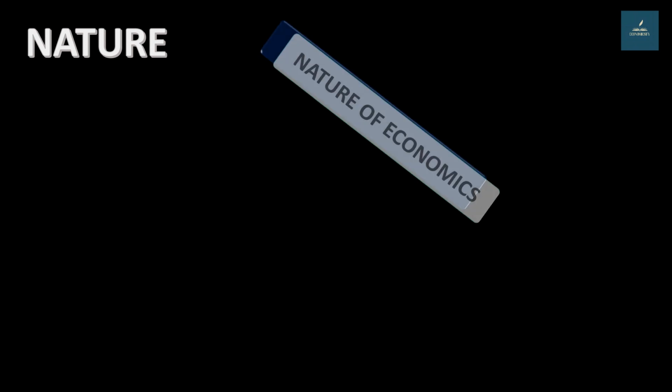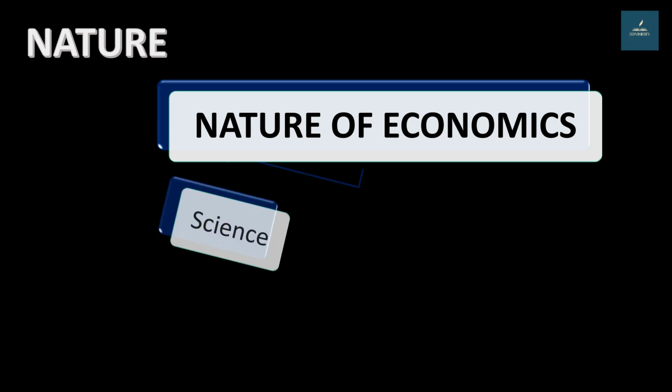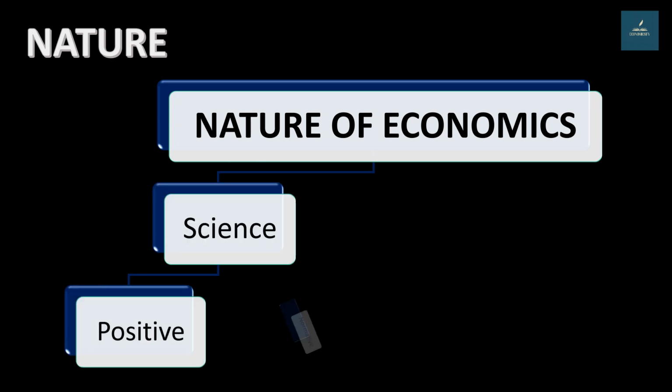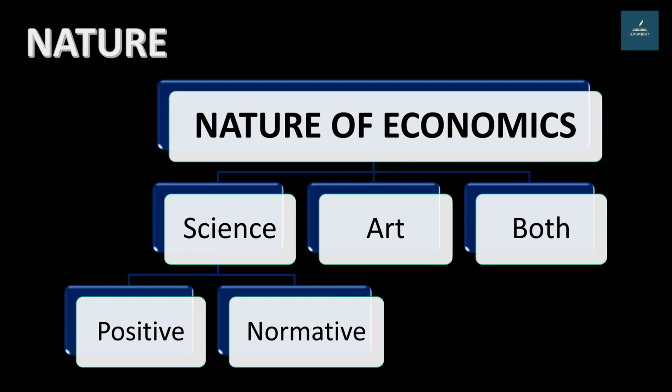Moving further towards the nature of economics. If I tell you about it, there are basically three parts of it. First is science, second is arts, and third is both science and arts. Let's discuss them in brief. What is science? Please write your views below in the comment section.